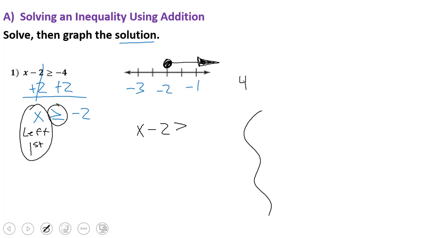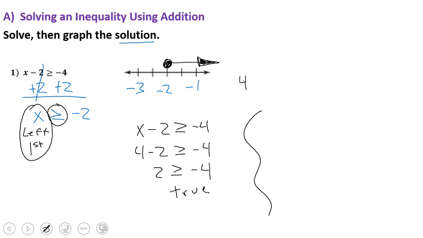So if I substitute a 4 into my inequality, x minus 2 is greater than or equal to negative 4, and say 4 minus 2 is greater than or equal to negative 4, I better have a true statement. And 4 minus 2, that's 2. And we're saying that 2 is greater than or equal to negative 4. And of course, that is also true. So that means we graphed the correct direction.